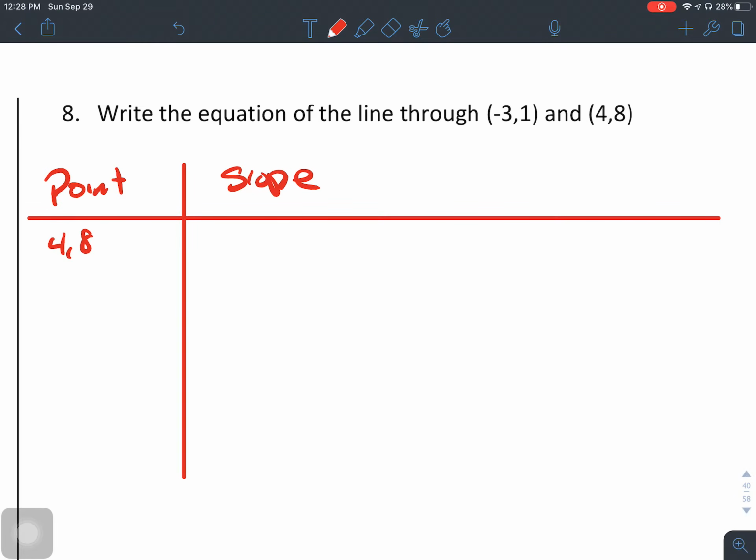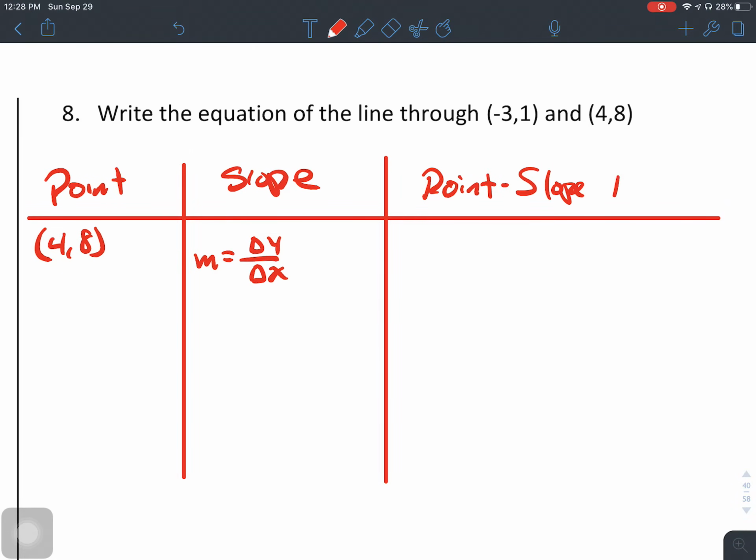I'm just going to choose this one. Someone else could choose negative 3, 1. That would be correct. And then we're going to find the slope using the slope formula. Once we have those things, then we can put this into point slope form, which is y minus y sub 1 equals the slope times the difference of x and x sub 1.